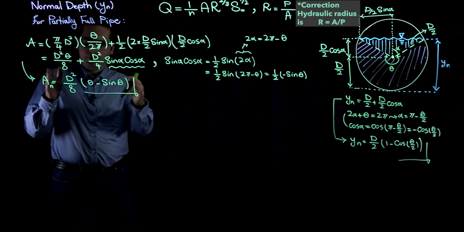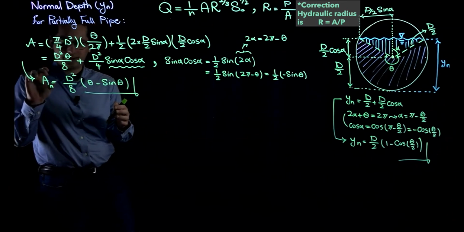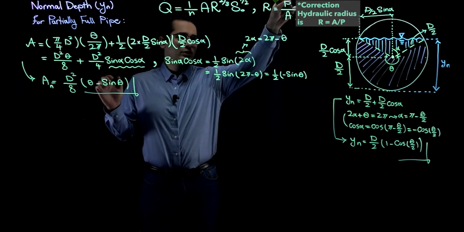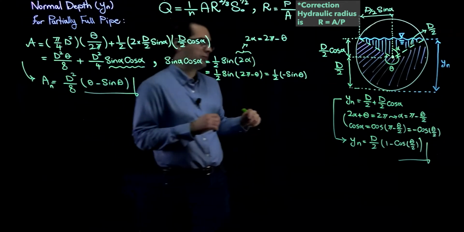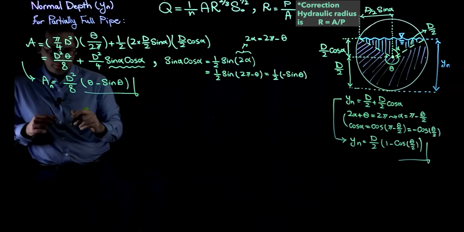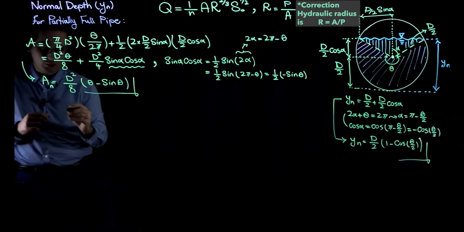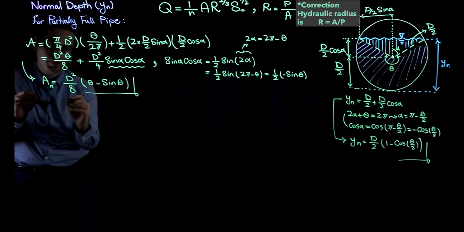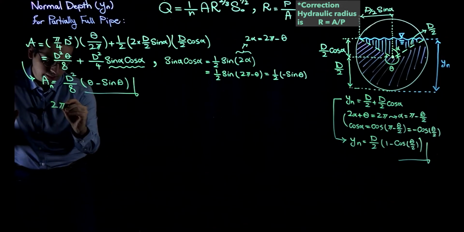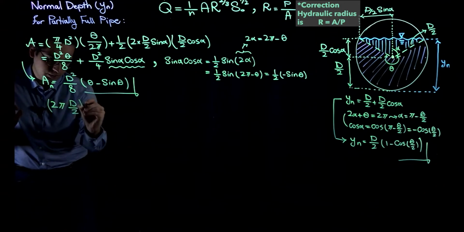Now that I have the value of A sub n, or the area of flow for normal depth, I can put it over here. But before that, I need to calculate P, or wetted perimeter. Wetted perimeter is this length, the wetted length. To calculate that, if I ask you what would be the perimeter of this circle, you would tell me that it would be 2 pi r, and r is the radius, so diameter divided by 2, right? This is the perimeter of the entire circle.